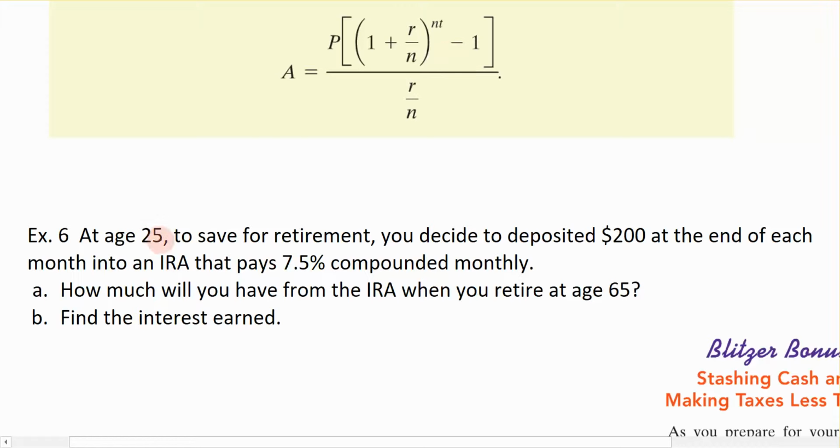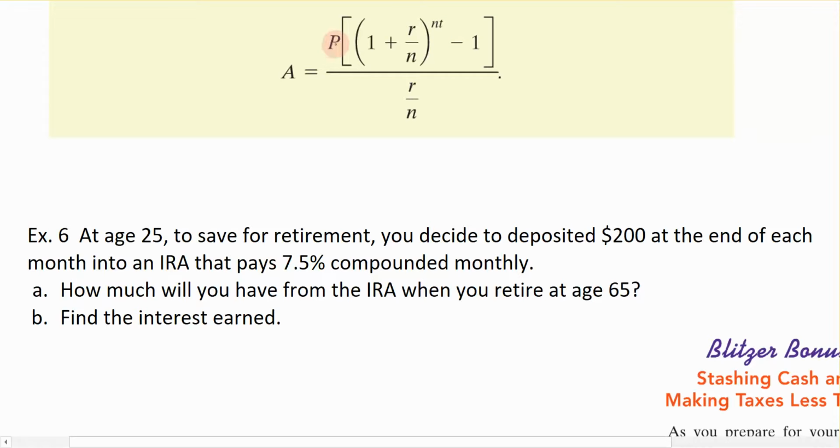At age 25, if we want to save for retirement, you decide to deposit $200 at the end of each month into an IRA that pays 7.5% compounded monthly. And you want to know, when I retire at 65, how much is going to be in that annuity. So what do we need to know first? Well, I need to know what these terms are up here. I need to know what P, R, N, and T are out of what I've been given.